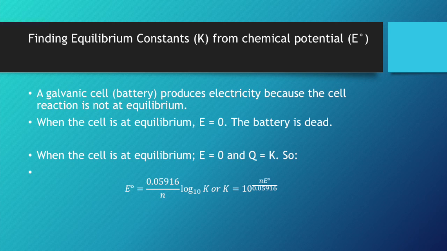So when the cell is at equilibrium, when E equals 0, Q also equals K. So we can change the Nernst equation so that our E naught value is equal to 0.05916 over N, which is the electrons, times log base 10 of K. And then we can rewrite that so that K is equal to 10 to the N number of electrons times our E naught value over 0.05916.